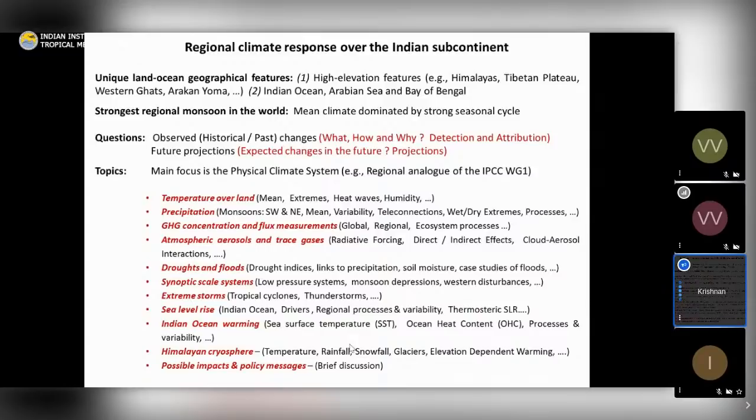The main focus of this report is on the physical climate system. We are not going into the impacts. We are basically looking at the science of climate change, the physical system. This is basically a regional analog of the IPCC Working Group 1.